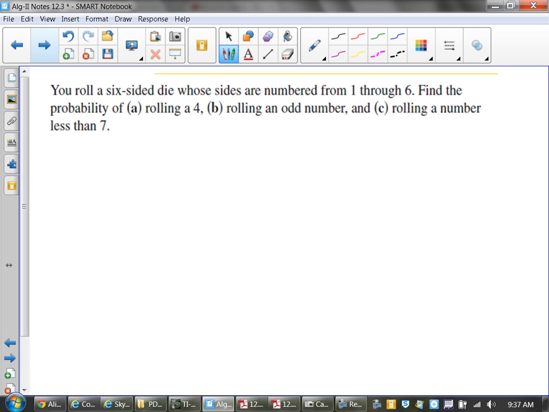What I want to look at here with you guys is there are 2 different types of probabilities. There's a probability called the theoretical probability and an experimental probability. Theoretical probability is something that numerically is what it should be.